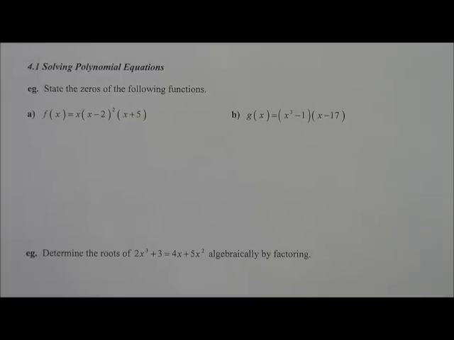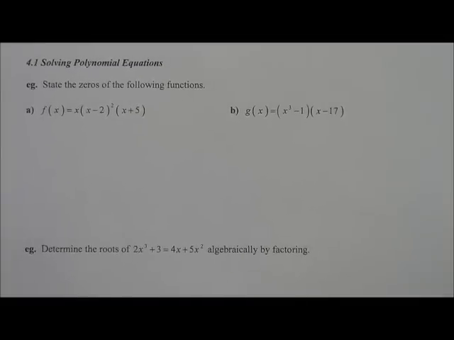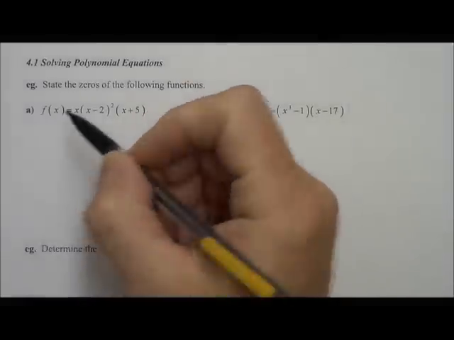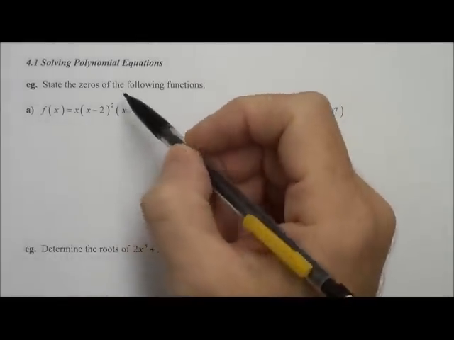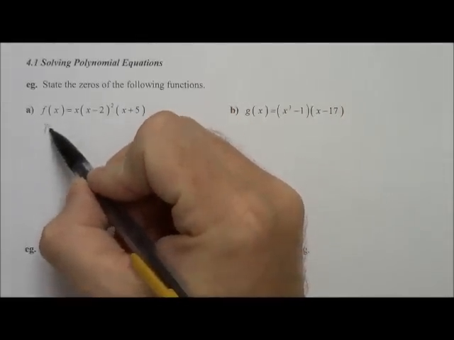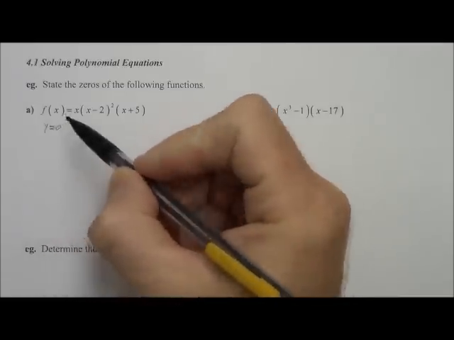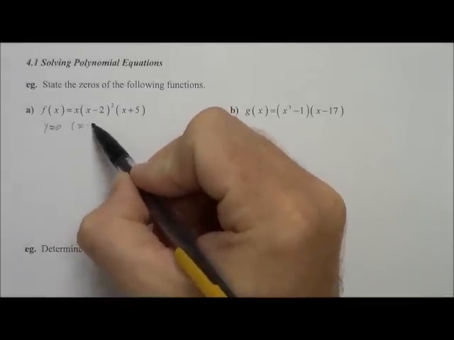So if we take a look at this first example, example A, f of x equals x, quantity x minus 2 squared, quantity x plus 5. We just want to state the zeros for this function. If we're stating the zeros, that means that y equals 0, and y equals 0 corresponds to the x-axis.